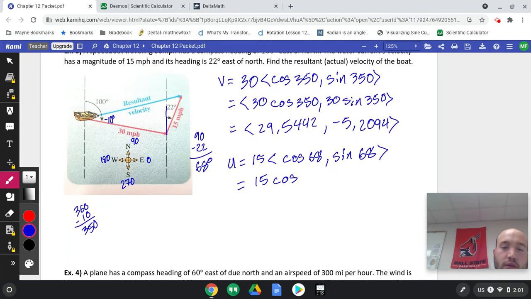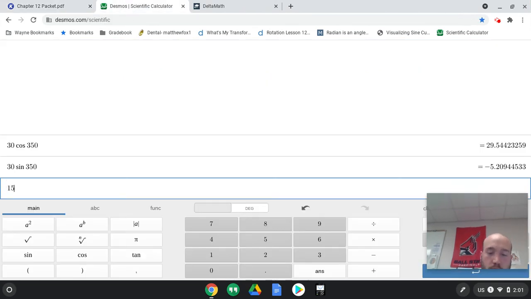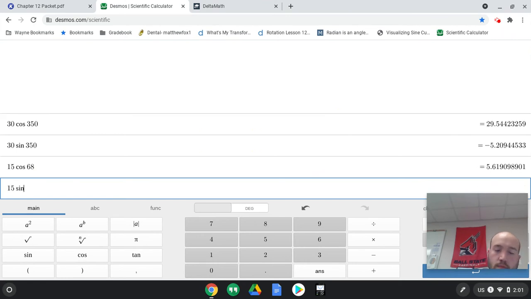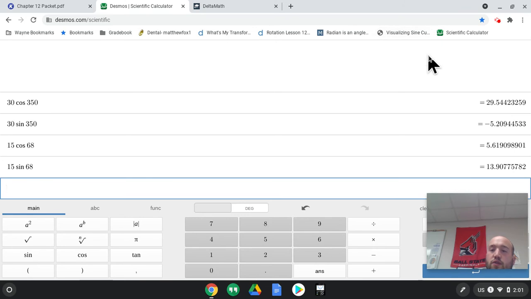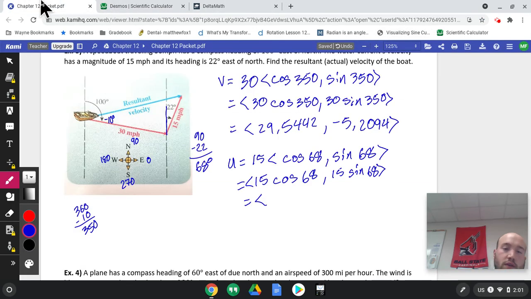So we distribute that in, and we find those, and here we got them: 5.6191, and then 13.9078. Okay, that's step one. I know it was a little lengthy.